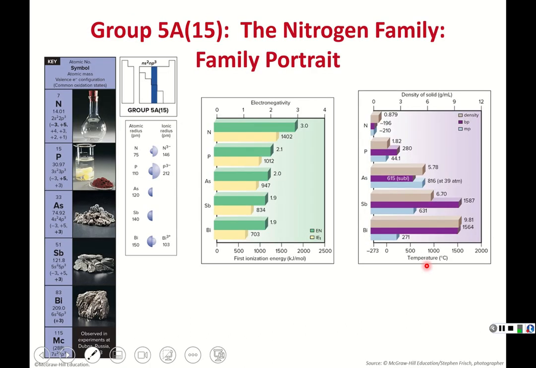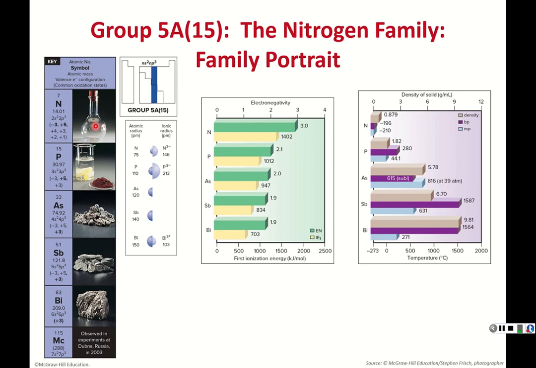All right, so here's our family portrait. This one follows the trends much better than the previous couple families. Our ionization energies and electronegativities are all decreasing, although from antimony to bismuth, you sort of plateau out in electronegativities, but the ionization energies are all decreasing. And again, here's a better look at what these look like.